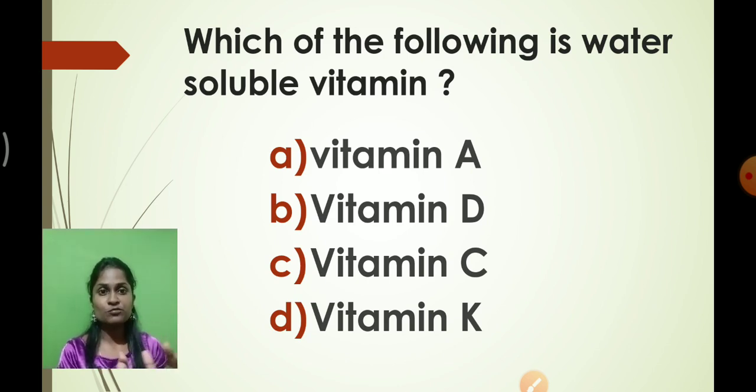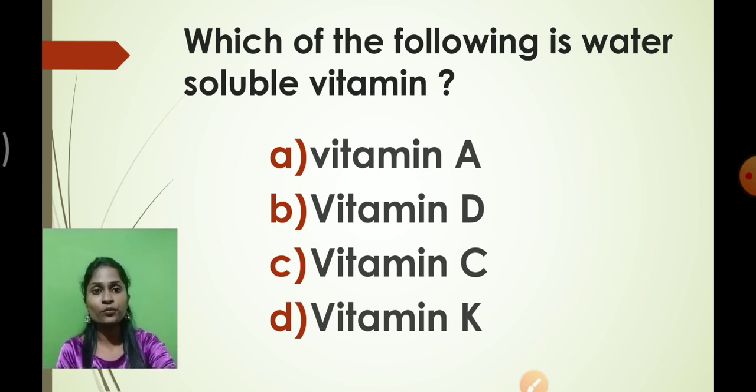This type of question will come in front of you. There will be 4 options. What is the question? Which of the following is the water soluble vitamin? Four options are given: vitamin A, vitamin D, vitamin C, vitamin K. So what is the right option, student? Can you guess? I told you there are only 2 water soluble vitamins, vitamin B and vitamin C. Remaining all are water insoluble.